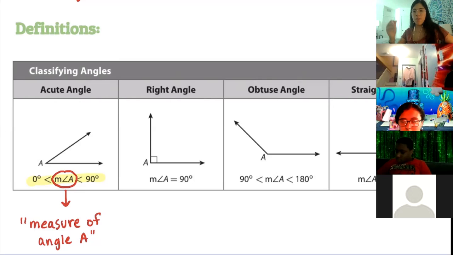That's correct. So the angle measurement is kind of like if you have a mouth, right? It's opening and closing. So the angle measurement tells you how big or small that angle opens or closes. But what I'm asking is, in this sentence underneath the picture, what does it mean by saying that 0 degrees is less than the measure of angle A is less than 90 degrees? So what does this whole thing mean in real words?